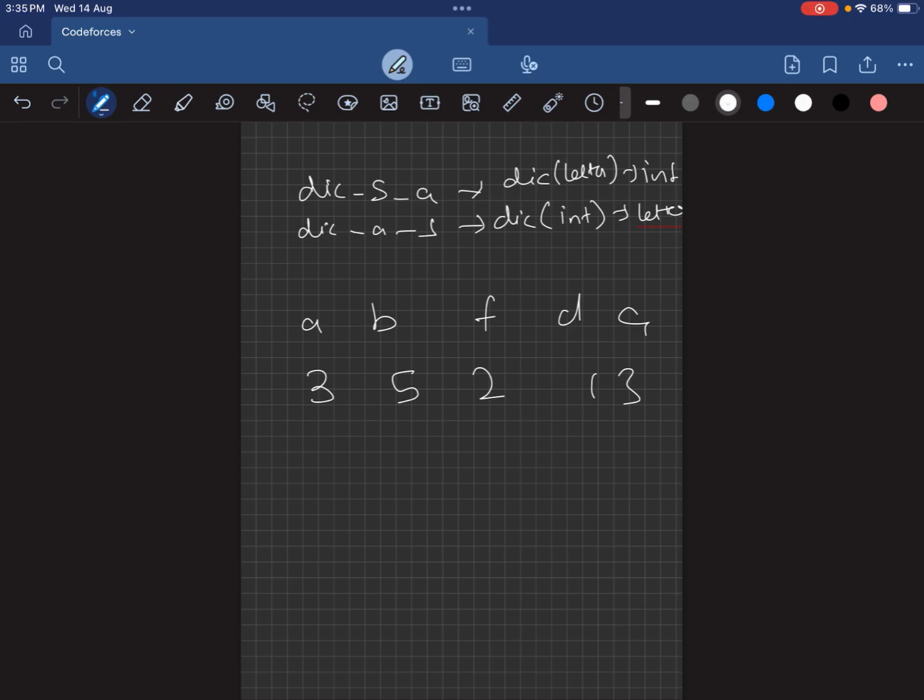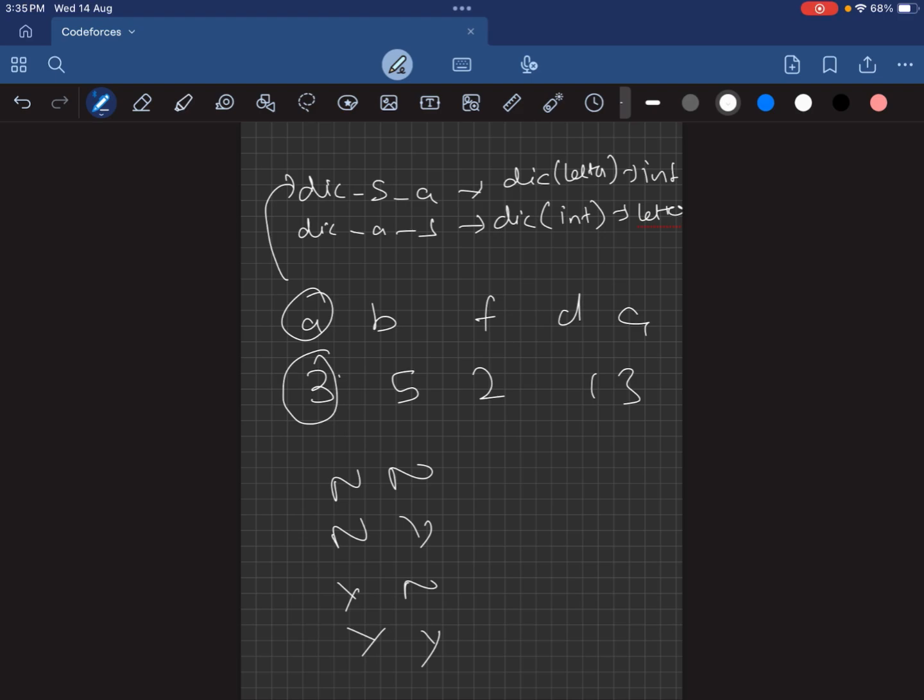So initially, what are the possible cases that can occur? A is not in the letter dictionary. If A is not in the letter dictionary, and the corresponding number is in the integer dictionary, then this is an invalid string. There are four cases possible: no-no, no-yes, yes-no, yes-yes.